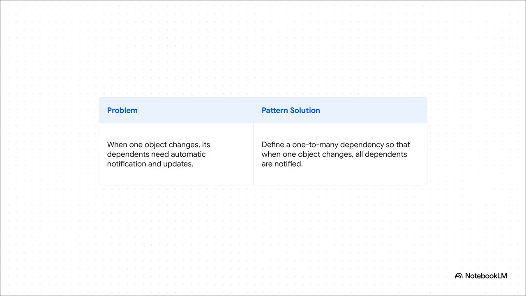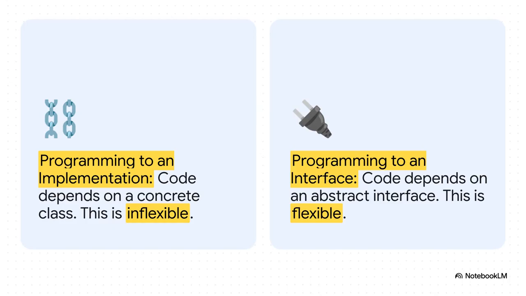The spreadsheet becomes the subject, and any chart, or anything else really, can be an observer. So when the spreadsheet data changes, it doesn't know who's listening, and it doesn't care. It just shouts out a notification like, hey everyone, I've changed. And the pie chart, which is subscribed to these updates, hears that message and goes, okay, I need to redraw myself. It's that simple.